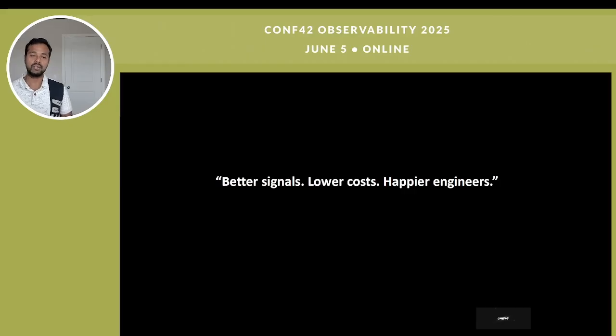In closing, remember this mantra: better signals lead to lower costs and happier engineers. By focusing on the quality of our observability data, we can enhance our operational efficiency while also managing expenses effectively. And let's strive for a balance that supports both our technical needs and our budgetary constraints.